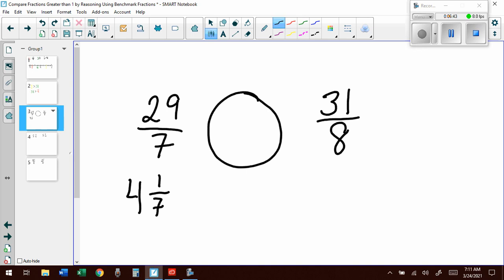Now 31/8, we're going to count by eighths. 8, 16, 24, 32. Too high, we go back to 24. And we have 3 whole pieces. And what's the difference between 31 and 24?